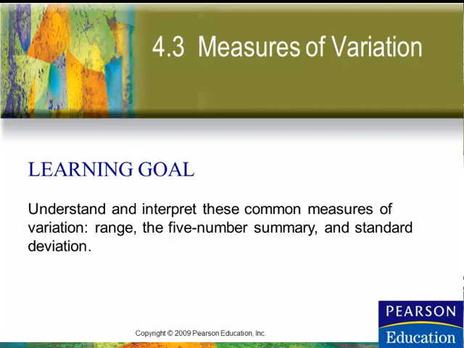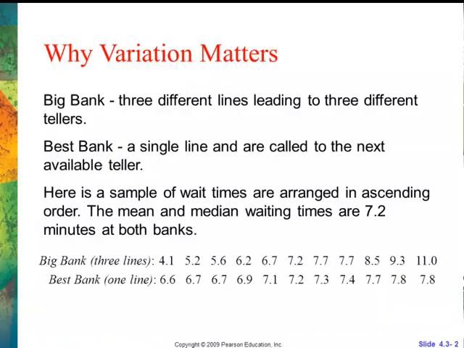Range, the 5-number summary, and standard deviation. And the first thing we're going to look at is standard deviation. So we have two banks, Big Bank and Best Bank. At Big Bank, we have 3 lines for 3 tellers, and you get in line and you wait for the next person to go through.